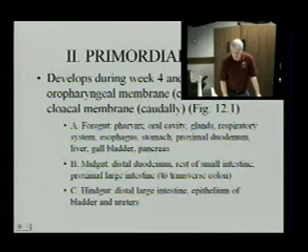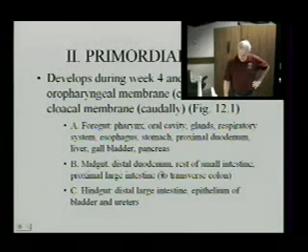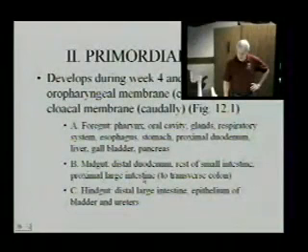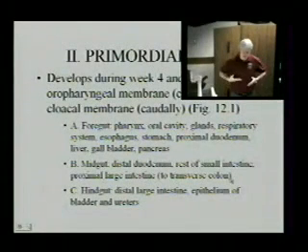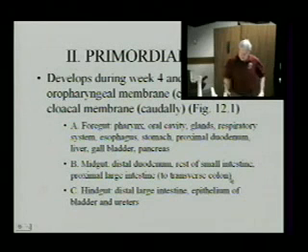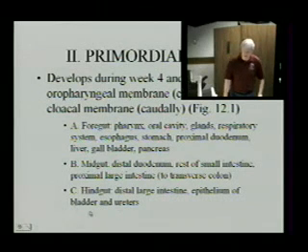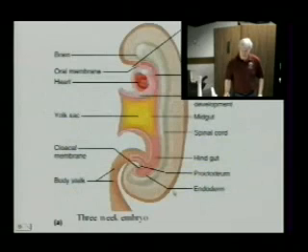The midgut will have derivatives that are the distal duodenum, the rest of the small intestine, and the proximal large intestine up to the transverse intestine where it comes across just under our rib cage. And then the hindgut will be the distal large intestine and the epithelium of the bladder and the ureters. So we'll take this discussion right into the development of the urinary system at some point.